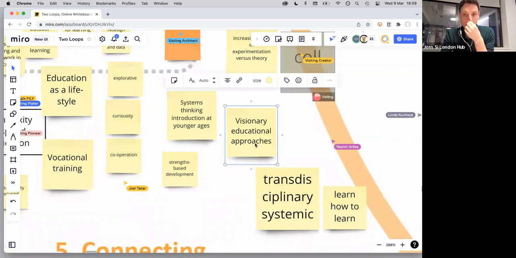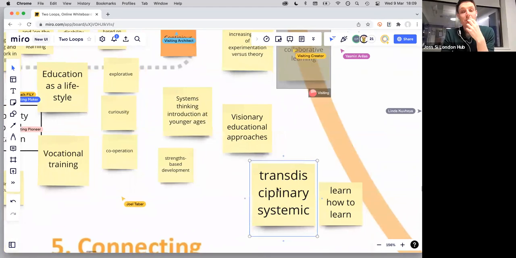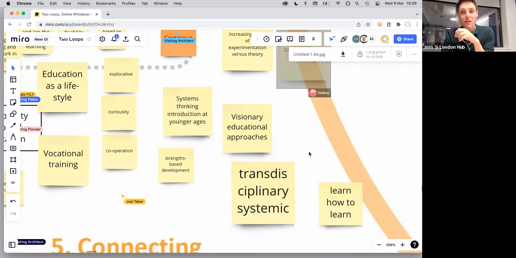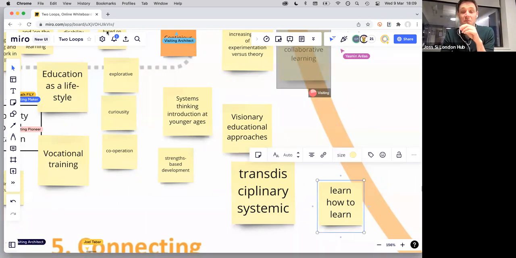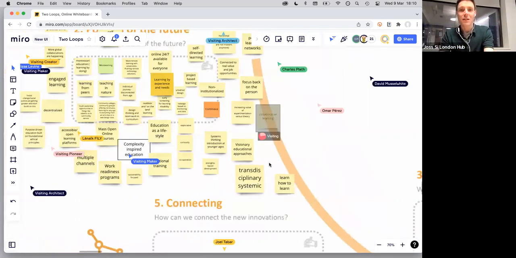Okay, visionary educational approaches, transdisciplinary, systemic, that would be different, right? So we definitely learn in silos at the moment, go from one class to the next, different subjects. There's no sense of interconnectivity between them. Learn how to learn. Great point, right? That's definitely not what you learn at school. You don't learn how to learn. You learn how to be taught, really. You're expected to sit there and someone teaches you, and it's about just absorbing that content. No one really talks about how do you learn, or how do you think, right? That's not a question that gets asked. That would be a very different system if we started asking those questions.